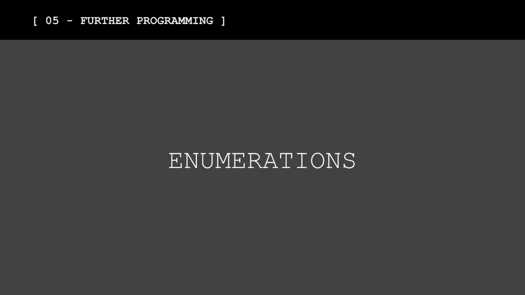So in this lesson, we're going to talk about enumerations, or what we call enums. Enums are essentially a way of tying closely related values with each other, so it becomes what we call type safe.